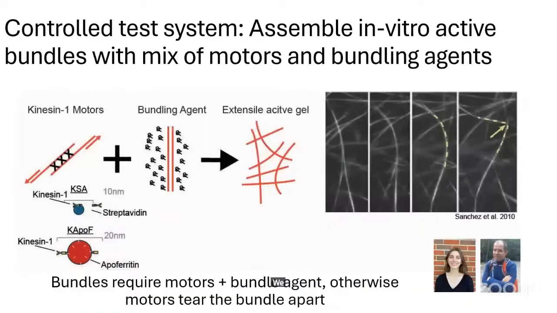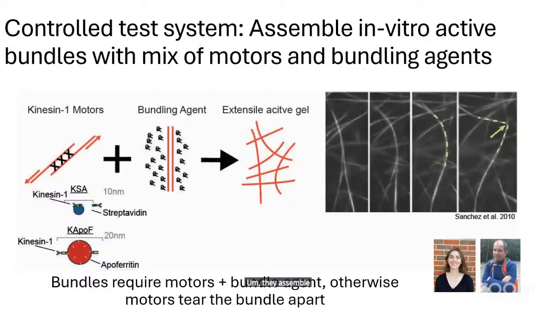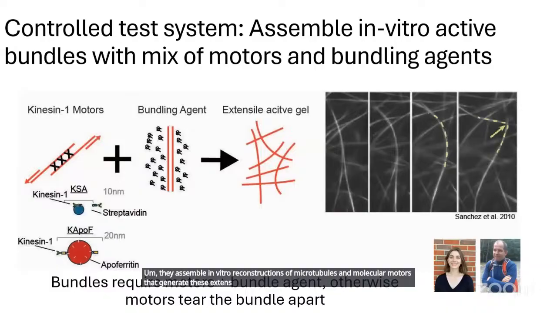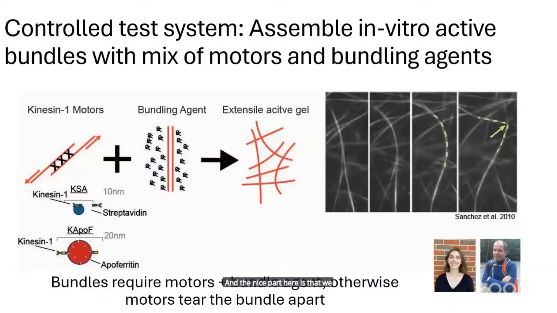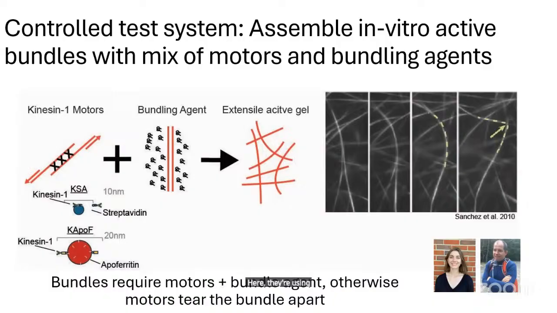We wanted to try and explicitly test what was happening here in a controlled system, so we collaborated with Zvonimir Dogic's group at UC Santa Barbara. They assemble in vitro reconstructions of microtubules and molecular motors that generate these extensile active gels. And the nice part here is that we can directly tune different components to explicitly test models of collective organization in bundles. Here they're using kinesin 1 motors that are assembled in aggregates, so we can tune the size of the motor by tuning the size of the crosslinker between the two motor heads.